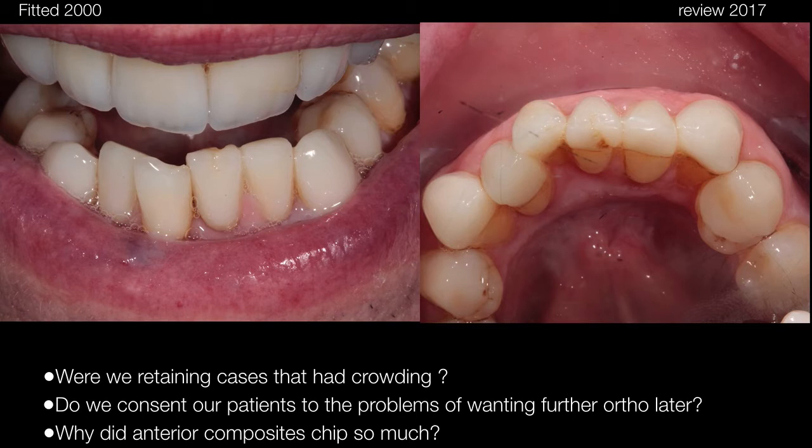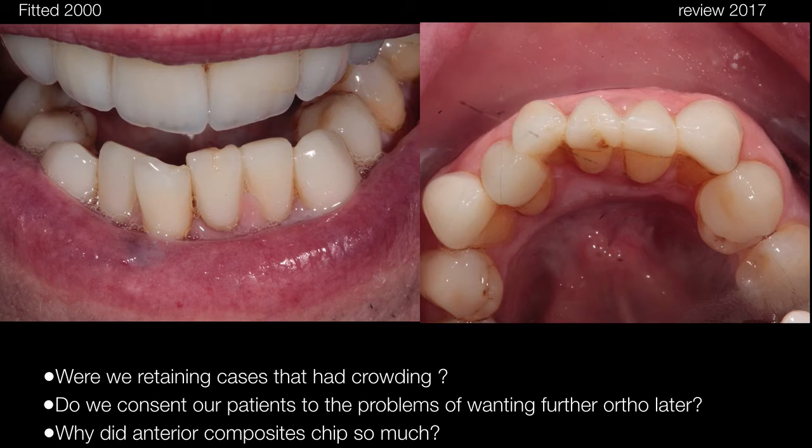What if the patient decides they suddenly want to have ortho done later and you've done veneers on their teeth? You're stuck. And another question is, why do anterior composites chip so much? Well, look at his lower centrals. They're made of ceramic and they've chipped. They've chipped because those lower centrals have drifted forward into that constricting envelope of function. And that's why they've chipped.